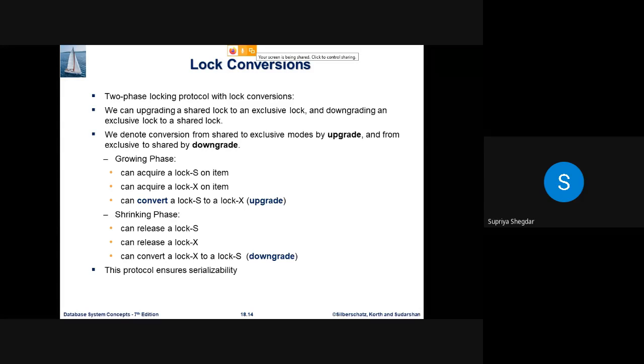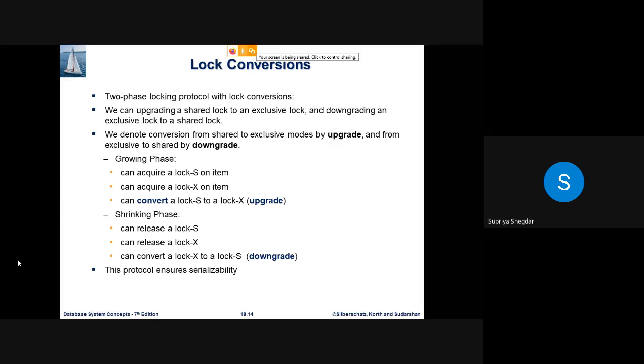So we call the conversion from the shared to the exclusive mode the upgrade. If there is a conversion from the shared mode to the exclusive mode, it is called the upgrade. And if the conversion is from the exclusive mode to the shared mode, then it is called the downgrade. Are you understanding? When the conversion is from shared to exclusive, we call it the upgrade, and if it is from exclusive to shared, we call it the downgrade.